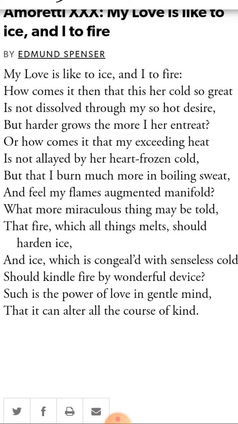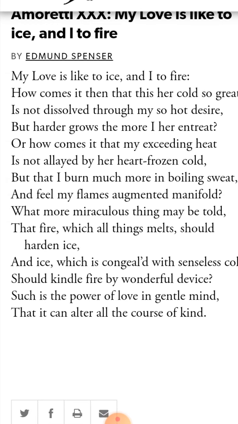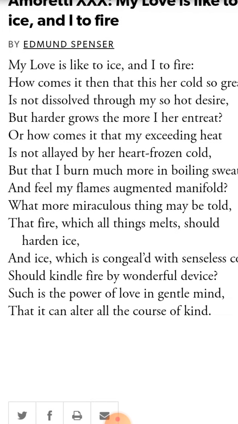What more miraculous thing may be told, that fire which all things melts should harden ice? That is very surprising for the poet, as the rule of nature says that when one of two lovers is cold, then love decreases. But here it is increasing even in spite of the coldness of love in the heart of the poet's wife.